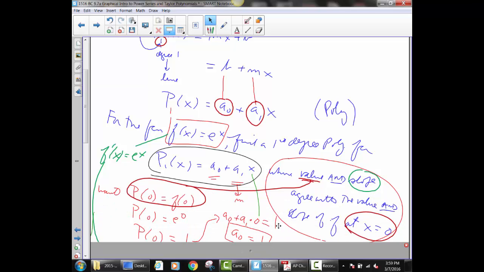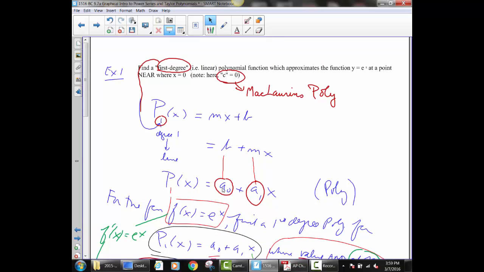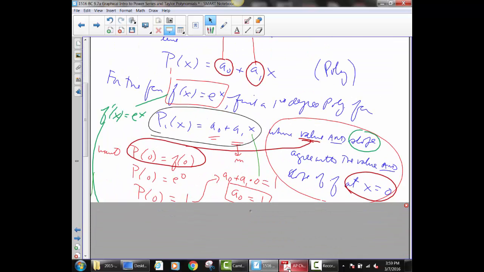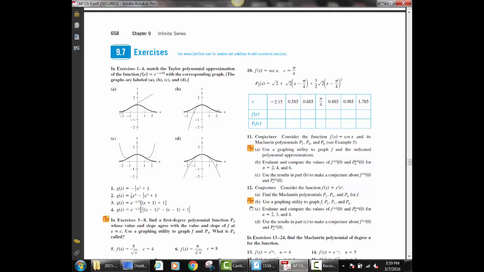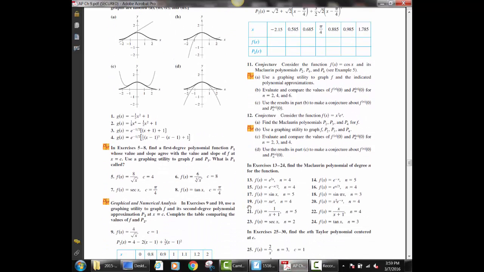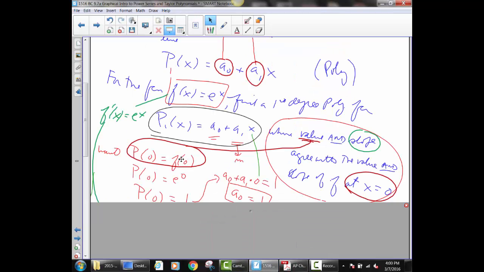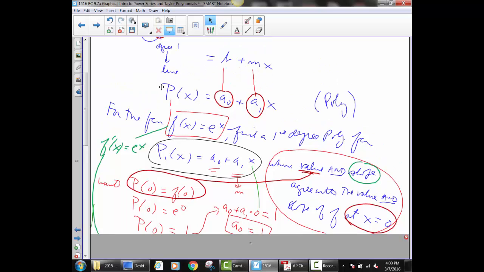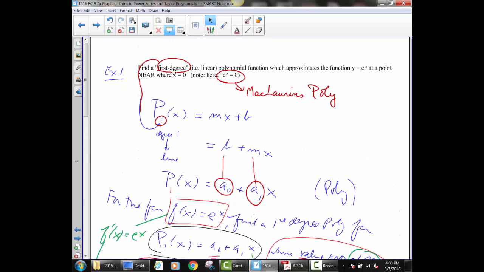And we want the value and the slope to agree with the value and the slope of f at x equals 0. Now, I don't know that they actually have examples of this in the textbook. There we go. Yeah, number 5. Okay, 5 through 8. Find a first degree polynomial P1 whose value and slope agree with the value and slope of the function f of x at x equals c. Okay? All right, so we want to do it near 0, right? That's what it said, at a point near 0.